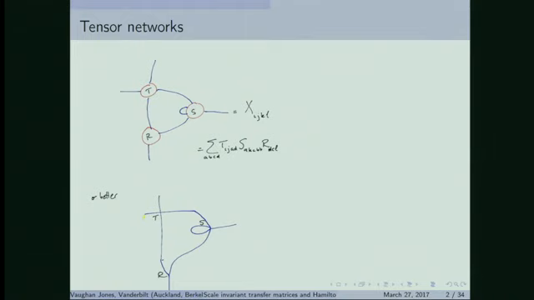At least I think of it as being due to Penrose, who sort of one-upped Einstein in terms of summation conventions. The Einstein summation convention, you get to drop the sigma sign, and in the Penrose and tensor network world, you get to drop all of the indices. They just go. So I've drawn a tensor network.